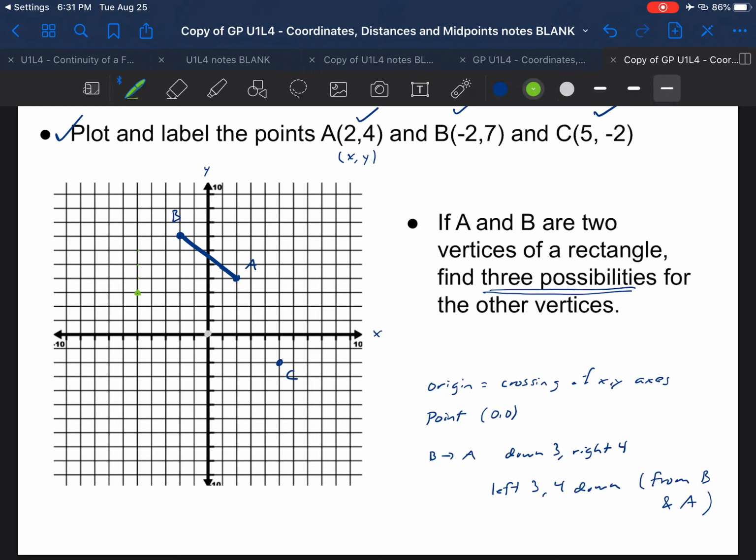From A, I'm going to do the same thing. I'm going to go left 3: 1, 2, 3. Down 4: 1, 2, 3, 4. All right. So now I'm going to connect those two sides, and I'm going to connect with green. All right.